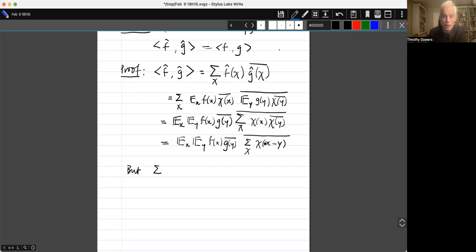But I'll actually prove that in a slightly more formal way. So let's say, if u doesn't equal zero, what I'm going to prove is going to be basically the same as the proof of orthogonality of characters. Then there exists some character psi such that psi of u doesn't equal 1.